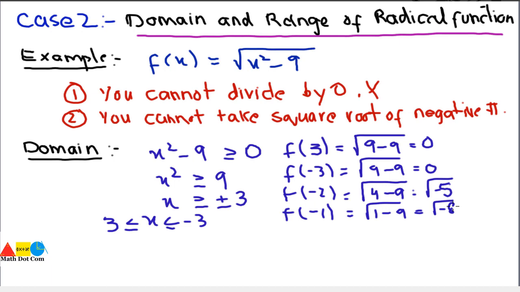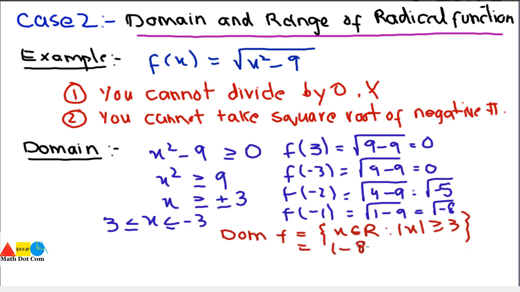So the domain will be, let's write it down, domain of f will be x belongs to R such that x is greater than or equal to 3. So we have written the absolute value, that is, the plus minus value will be included. It can also be written as minus infinity to minus 3, union 3 to plus infinity. So this is the domain of the given function.